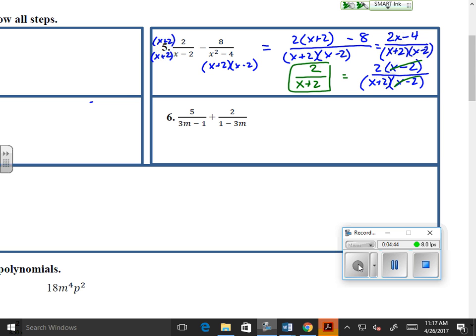Number 6, the denominators are almost the same except opposite signs in front of these. The 3m is positive, here the 3m is negative. On this one, the 1 is negative, here it's positive. So if I multiply the second fraction by negative 1 over negative 1, then that will give me a negative 1, positive 3m, and a minus 2. So that makes it 5 minus 2 over the positive 3m minus 1, which becomes 3 over 3m minus 1.